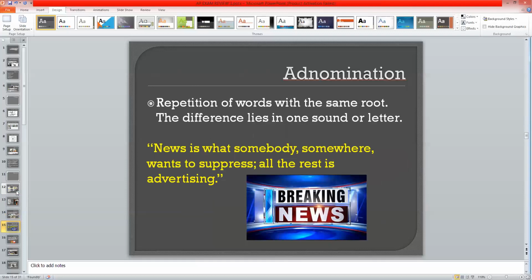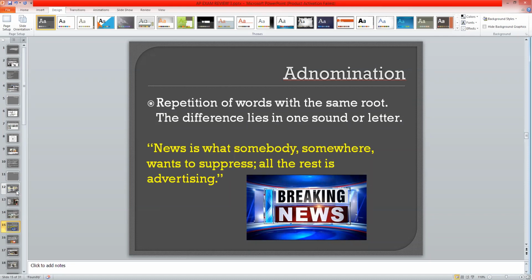We also have paronomasia. So in this case, it's the repetition of words in the same root. The difference lies in one sound or letter. So an example might be that snooze is what somebody, somewhere, wants to suppress. All the rest is advertising. And authors will use it to emphasize that root word or to make a sort of alliteration or to emphasize the key words they use here.